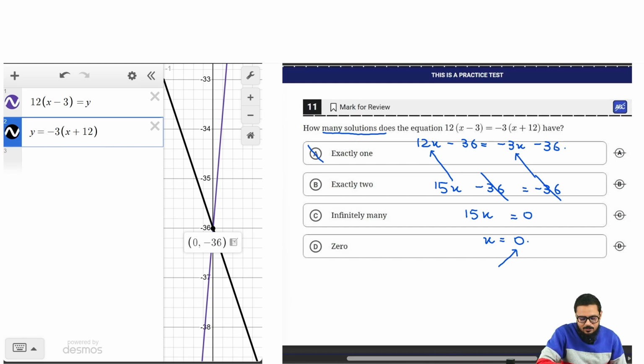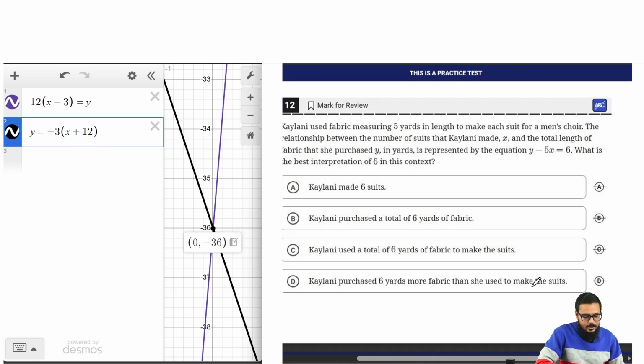Now the question says that Kalyani used fabric measuring 5 yards in length to make each suit from men's square. The relationship between the number of suits that Kalyani made, x, and the total length of fabric that she purchased, y, in yards is represented by the equation y minus 5x equals 6.